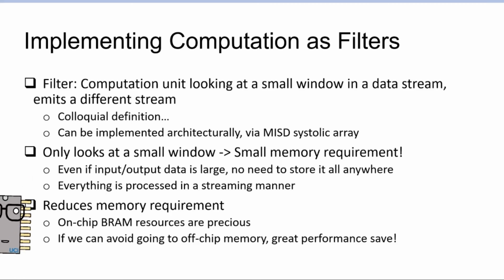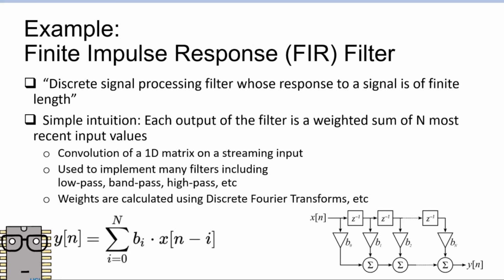Of course, it reduces the memory requirement, because on-chip block RAM resources are precious. And if you can avoid having to go to off-chip memory, then we can save a lot of performance. So these filter-based, moving window-based implementations are typically very efficient when you're trying to do something on an FPGA. I'll talk about why architecturally FPGAs work very well with this kind of approach after a while. So let's look at an example.